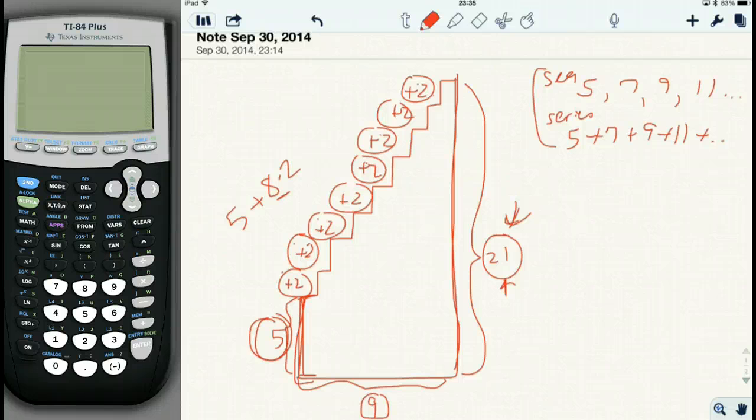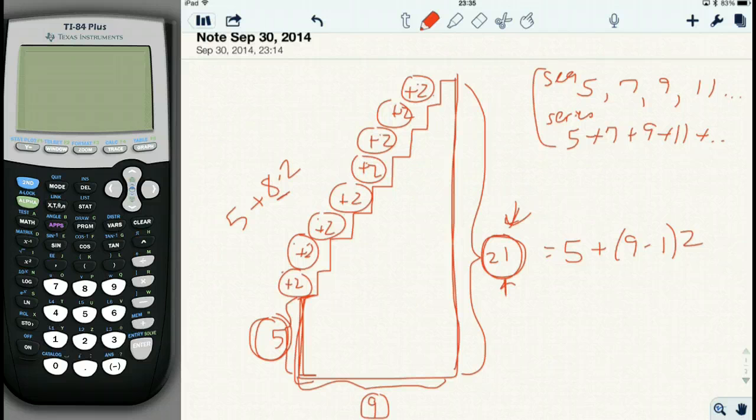So if we wanted to make a formula to get this 21, we would say, I would take the first step or the first height, and then I would add 9 minus 1 steps, and each step is 2. And that's how I would get 21. And actually, that is what the formula looks like.